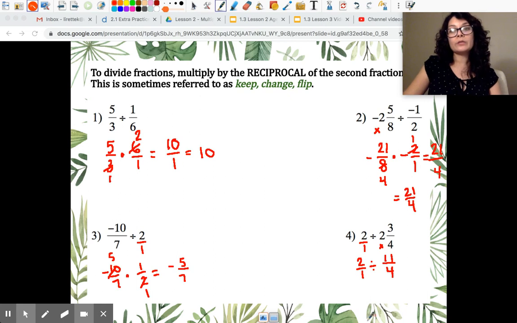And now I'm going to do keep, change, flip. I'm going to keep the first fraction the same. I'm going to change the division to multiplication. And I'm going to flip that second fraction upside down and look for things to cross reduce or cross cancel. 2 can't reduce with 1 or 11. 4 can't reduce with 1 or 11, so I'm good to just multiply across the tops and get 8, across the bottom and get 11, and there's my final answer.